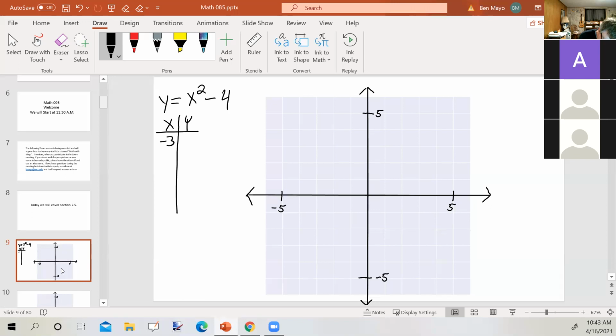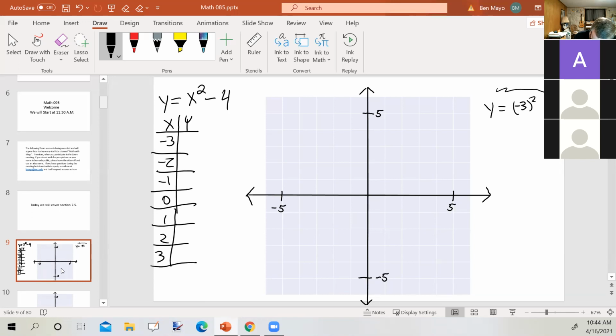and I'm going to use x going from -3 to +3. Okay. So if x is -3, and I'm going to write my stuff over here on the other side, I'd get y equals -3, the quantity squared, minus 4, which would be 9 minus 4, or 5. So we've got the point -3, 5. You okay with that? Yes. All right. If x is -2, y equals -2, the quantity squared, minus 4, which is 4 minus 4, which is 0. So -2, 0.